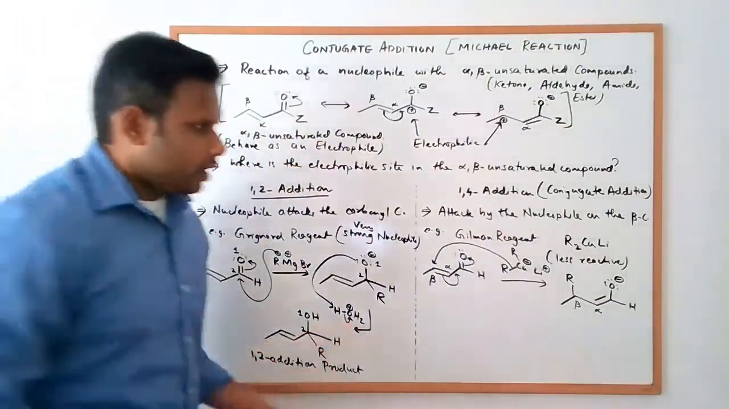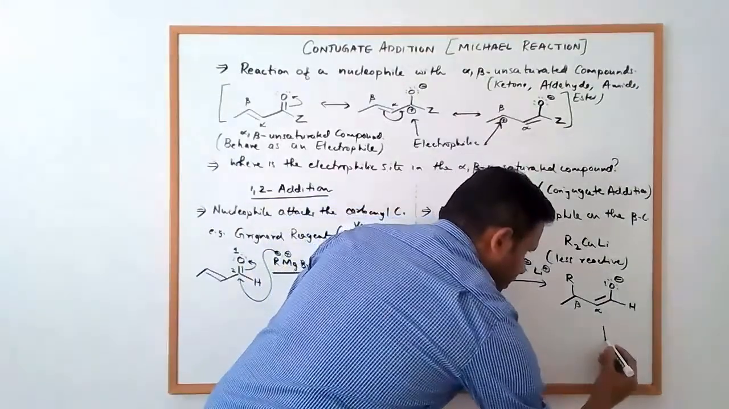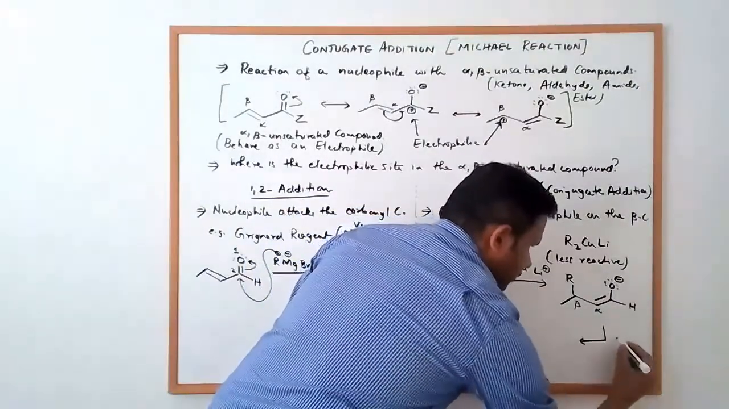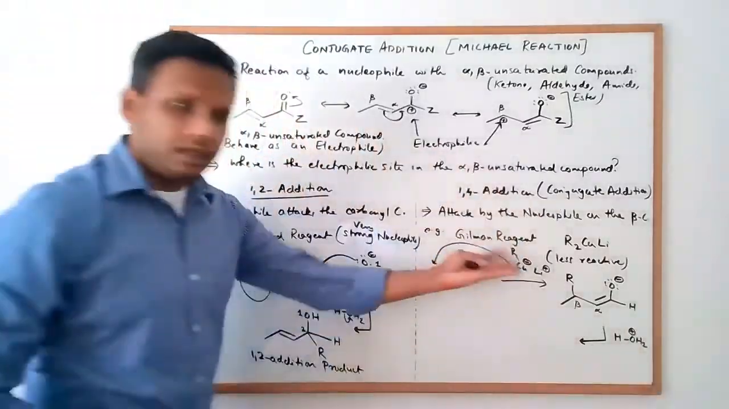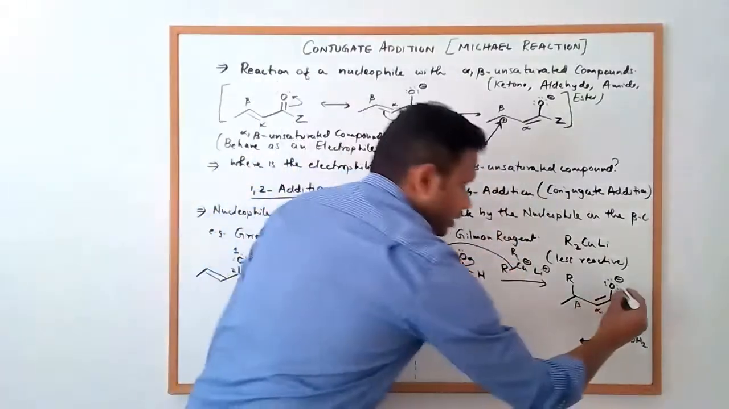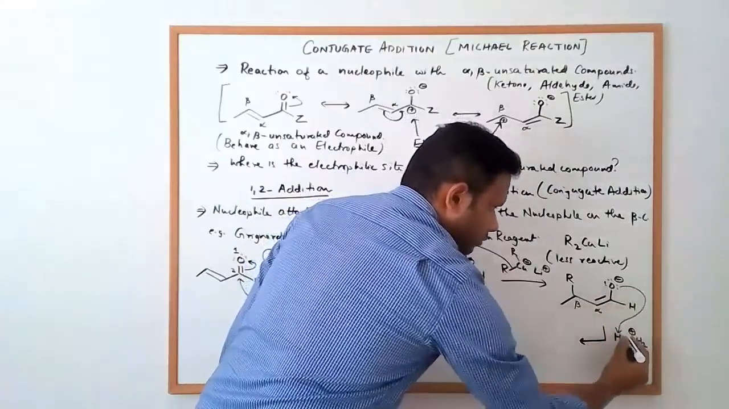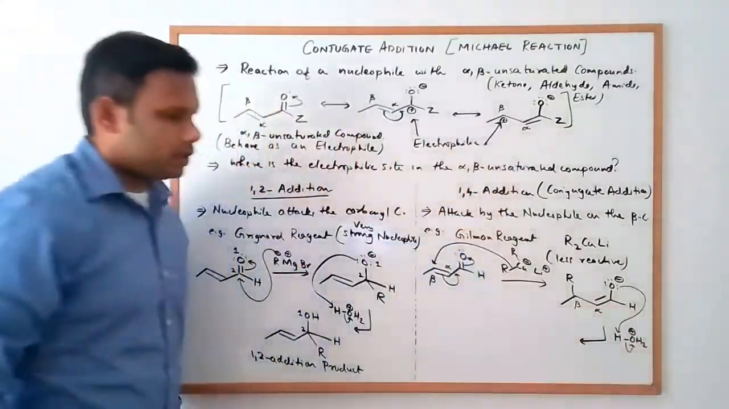Now subsequently, if we do a protonation of this intermediate, the oxygen will get protonated, electrons go to the oxygen.